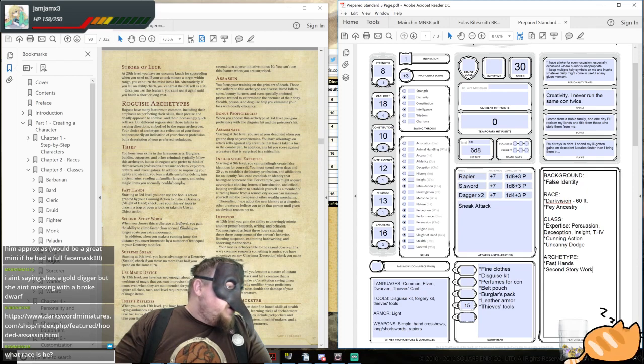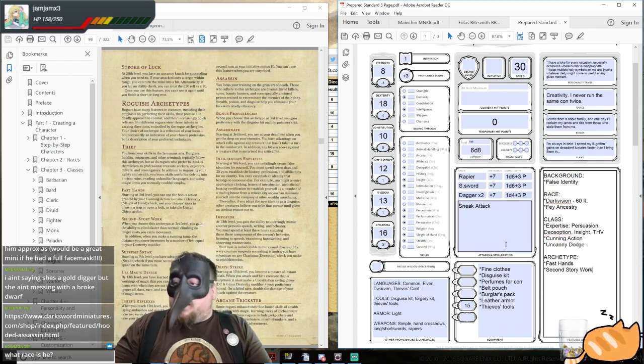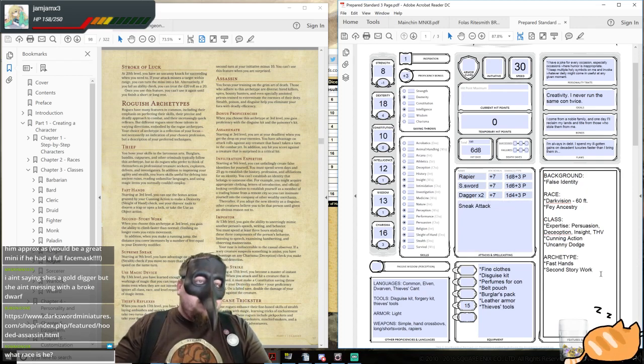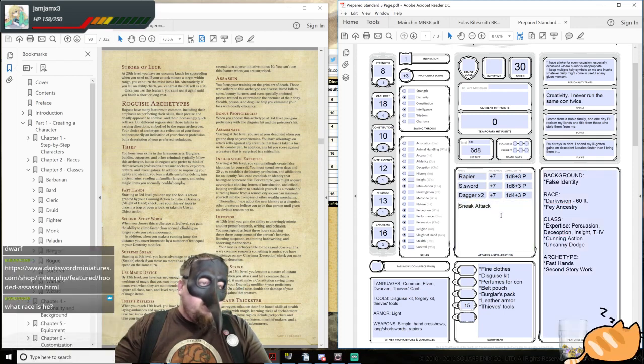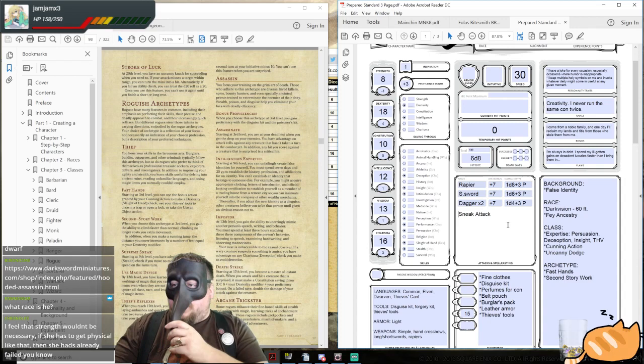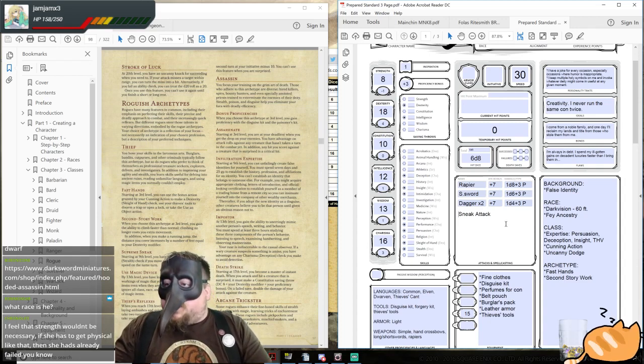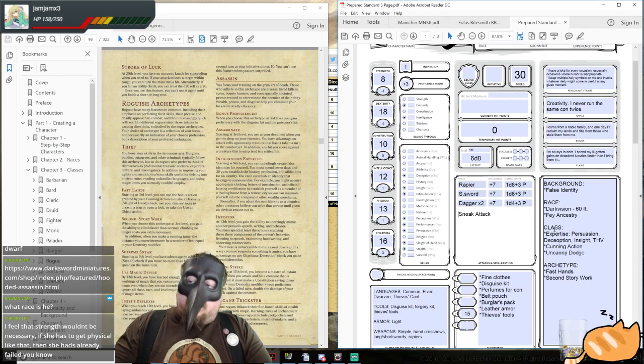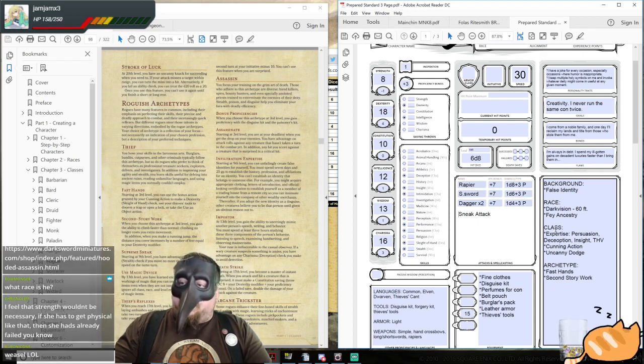The Second-Story Work, and then we don't get Supreme Sneak just yet. You feel Strength wouldn't be necessary. If she has to get physical like that, then she has already failed. Okay, no, I understand that, Chris.